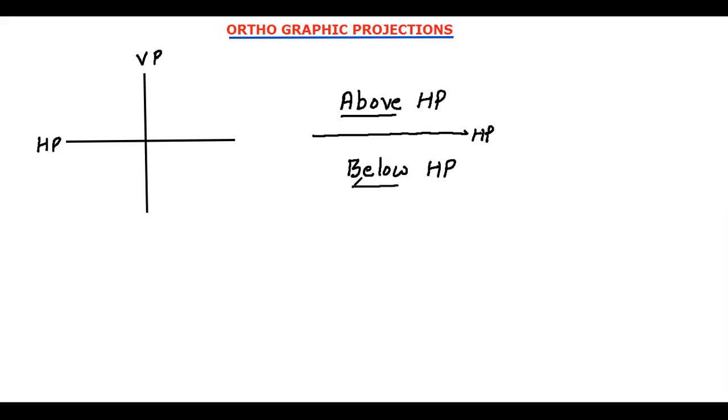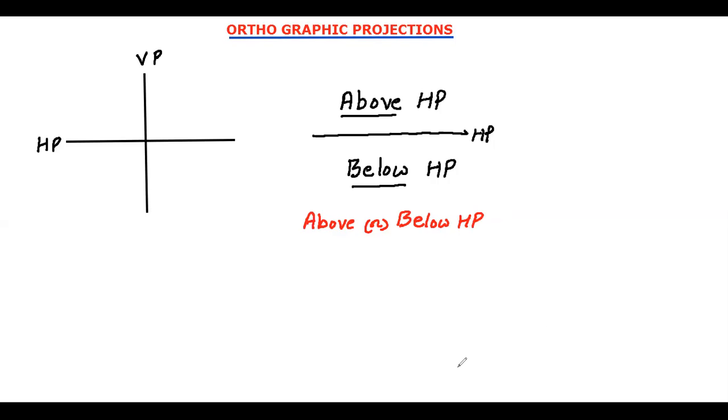Any point or object that I want to define, you should tell whether it is above horizontal plane or below horizontal plane. Okay, dosto. With respect to HP, you should use the words above or below. It is above HP or below HP. You should use only these two words. You should not use from HP. You should use only above HP or below HP.